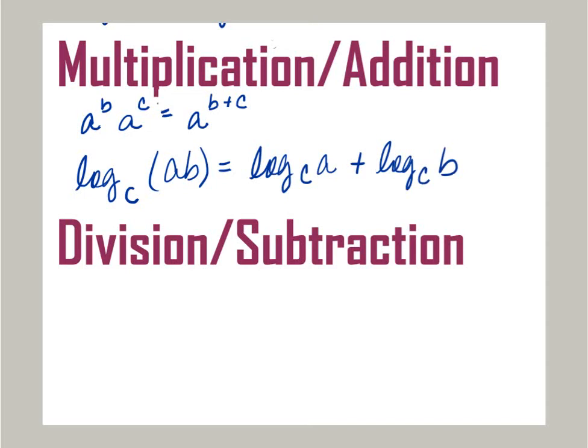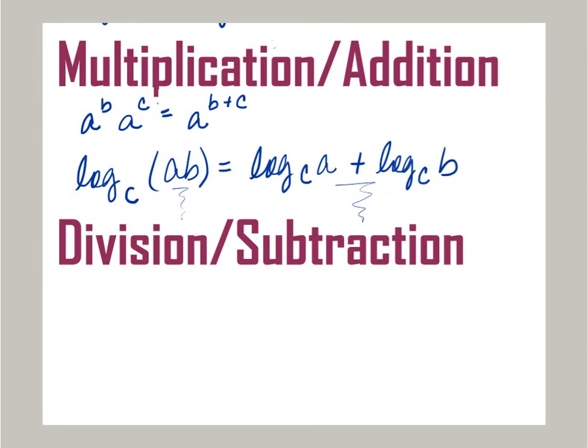So multiplication inside the exponential yields addition; inside the logarithm, multiplication yields addition outside it. Just like multiplication yields addition here, multiplication yields addition here. Okay, so it can go back and forth. So what kind of rule do you think is going to happen with division and subtraction?